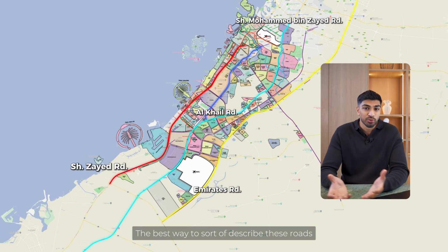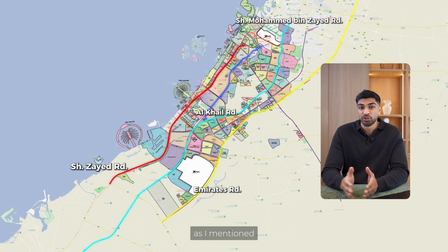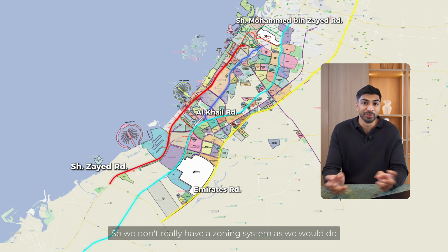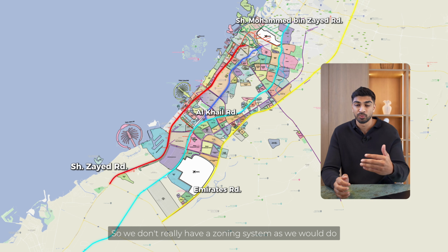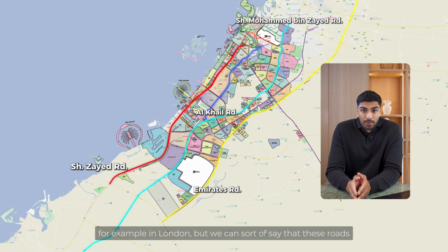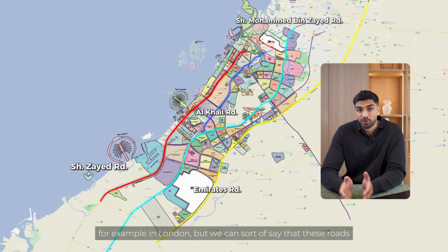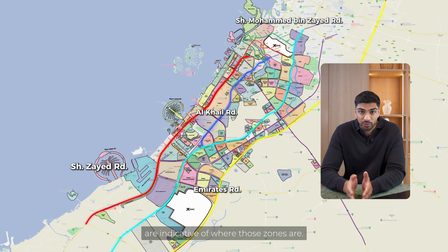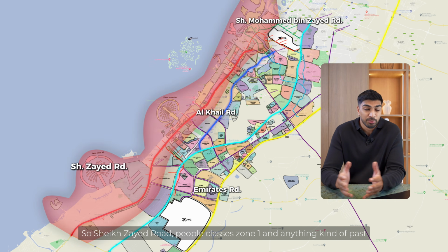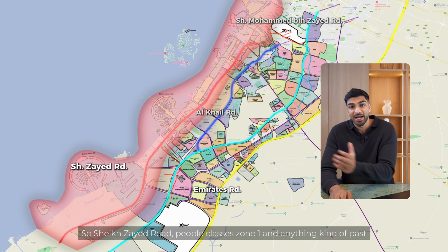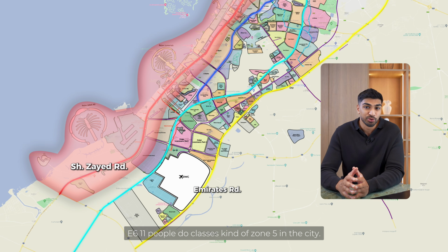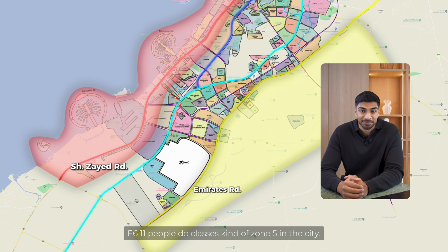The best way to describe these roads, as I mentioned, is by zones. We don't really have a zoning system as we would, for example, in London, but we can say that these roads are indicative of where those zones are. So Sheikh Zayed Road, people class as Zone 1, and anything past E611, people do class as Zone 5 in the city.